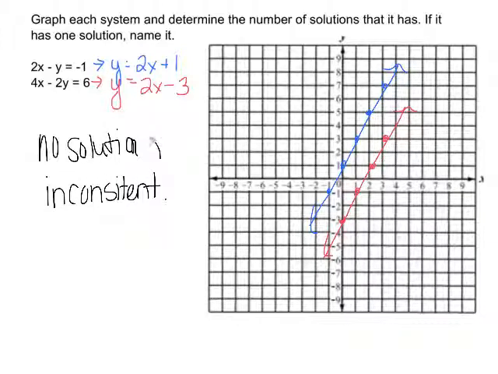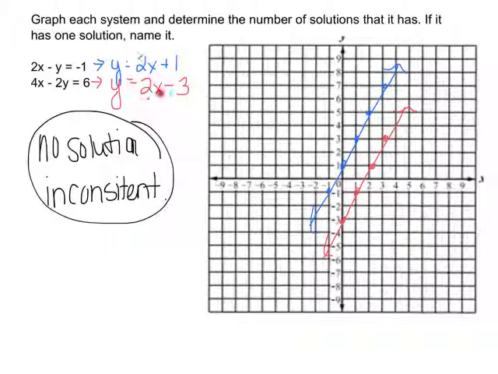I could also say that I don't even have to graph these because right here I notice that they both have the exact same slope. And so if you notice that relationship between them, you can go ahead and automatically say that you have no solution and it's inconsistent.